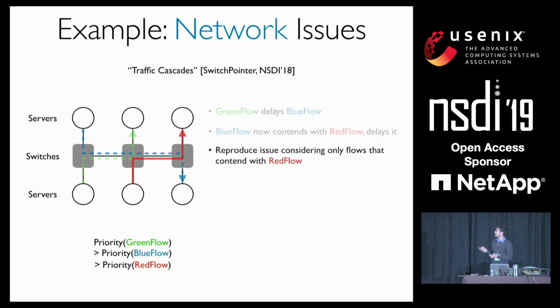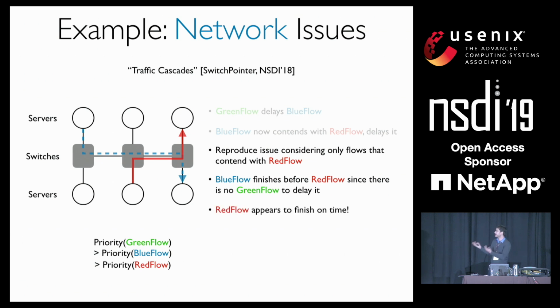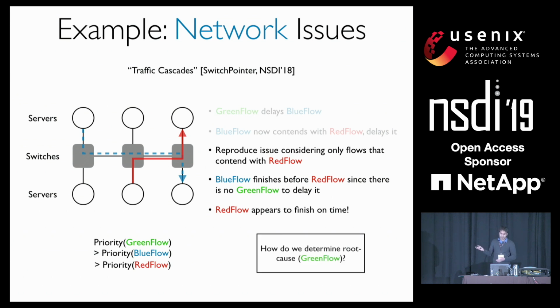Now, a network operator might look at all of this and try to debug why that red flow is delayed. And to reproduce this issue, he will essentially replay the set of flows that contended with the red flow. Now, the problem here is that in the absence of actually replaying the green flow, the blue flow might actually finish before the red flow even starts, and the network operator might actually observe that the red flow is finishing on time. So actually determining the root cause in the scenario of cascading issues can be a pretty challenging problem, especially when you have a huge network of thousands of concurrent flows.